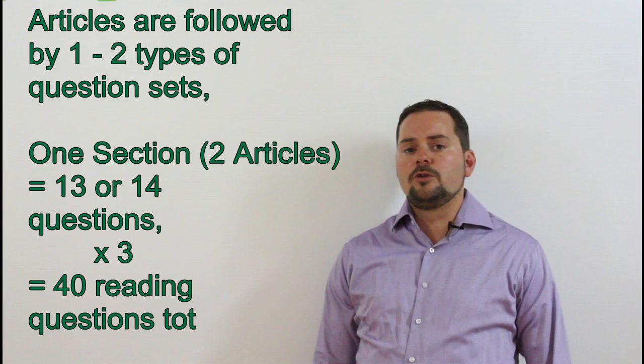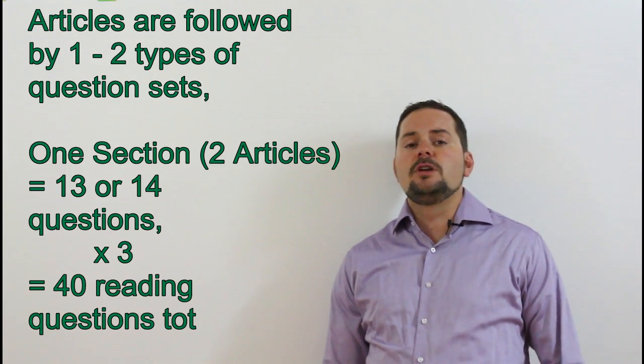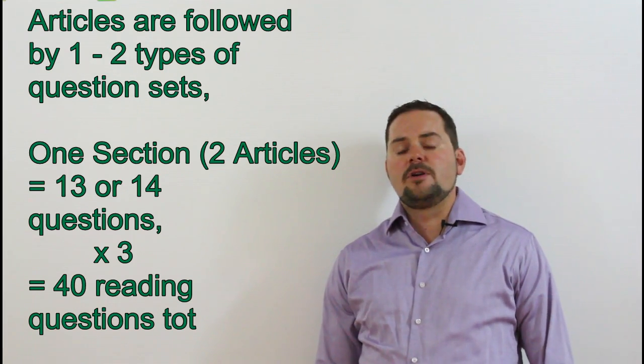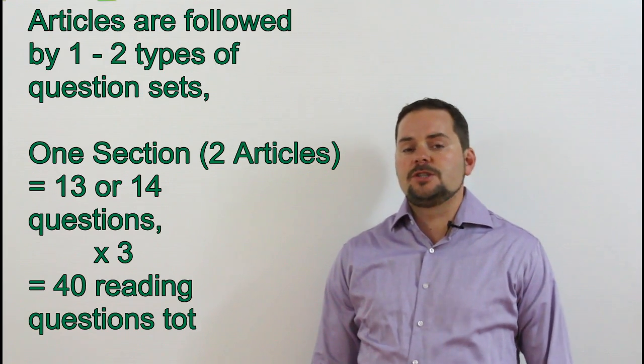Of course, because the General IELTS is for immigration purposes, it's testing your ability to read and comprehend the kinds of information that you would see in everyday society. So again, these articles are not necessarily related or connected to each other within each section. Often they're not. And then, of course, each of these articles is usually followed by one, sometimes two different kinds of question sets. Together, each section will have about 13 to 14 questions.